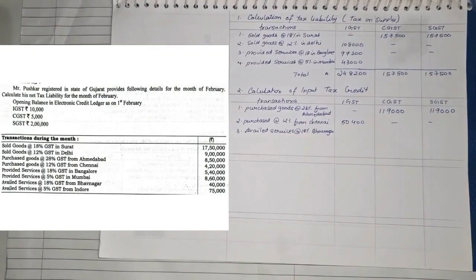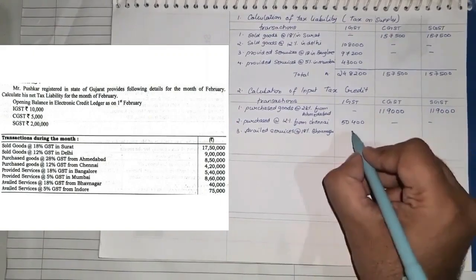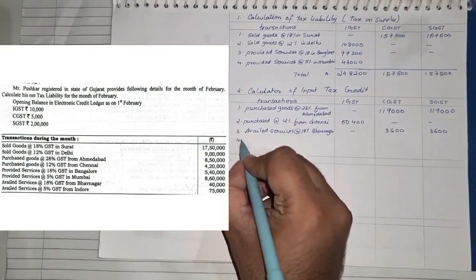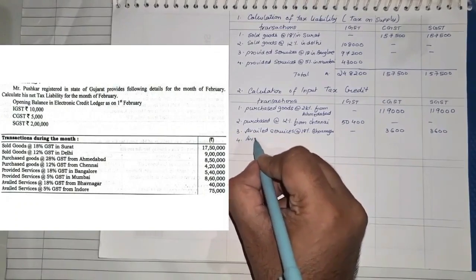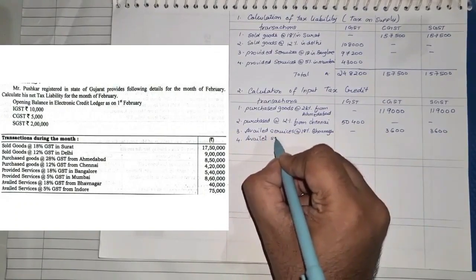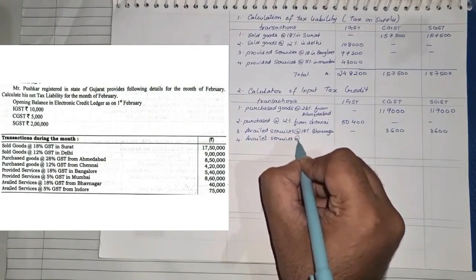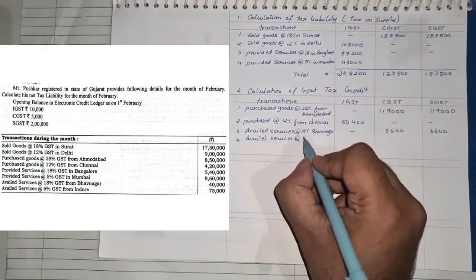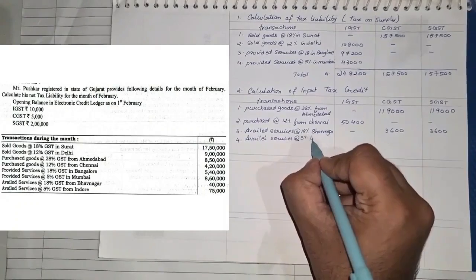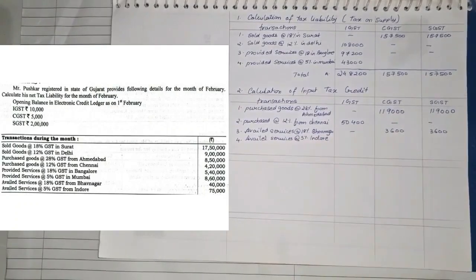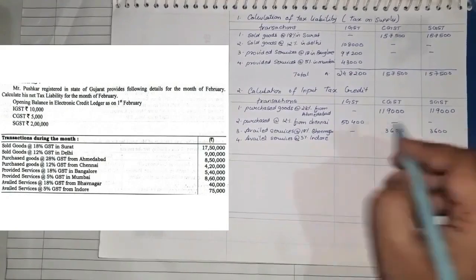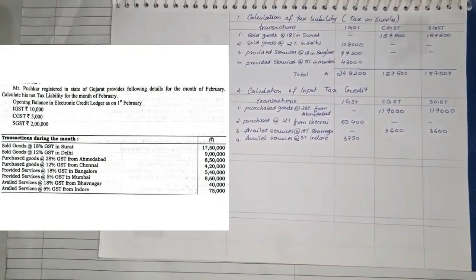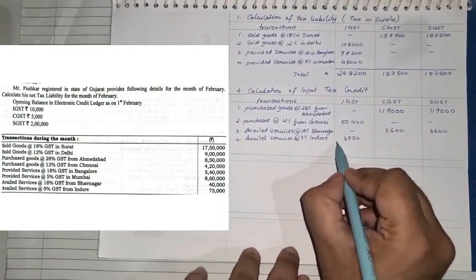Okay, value is 40,000. The 40,000 into 9% will give you 3,600 each. And the fourth one is, again, we have availed services at the rate of, it's from Indore. So again, Indore is a different state altogether. So the rate is 5% from Indore. So we'll write it out: 5% of 75,000 into 5% is 3,750. Okay, that's it. Nothing else has been given to us, so we will add up.